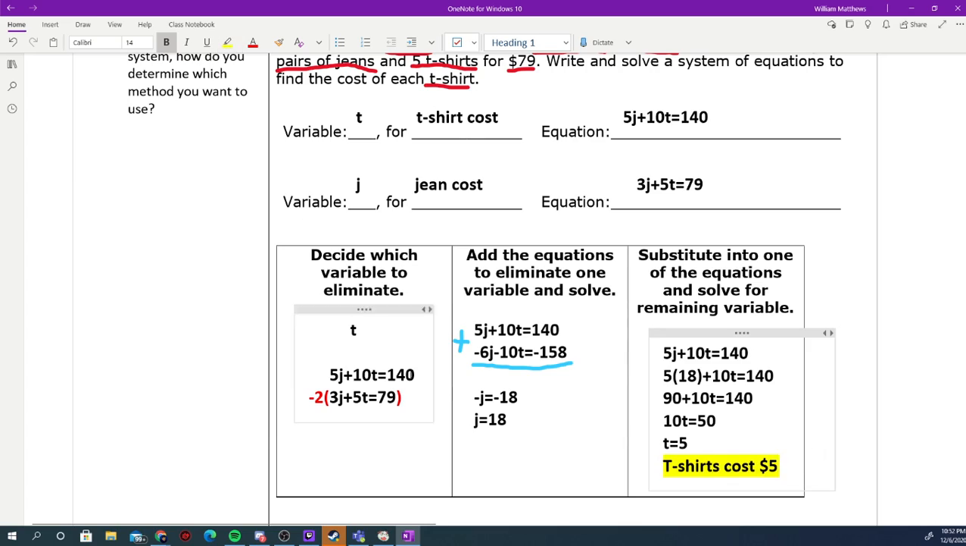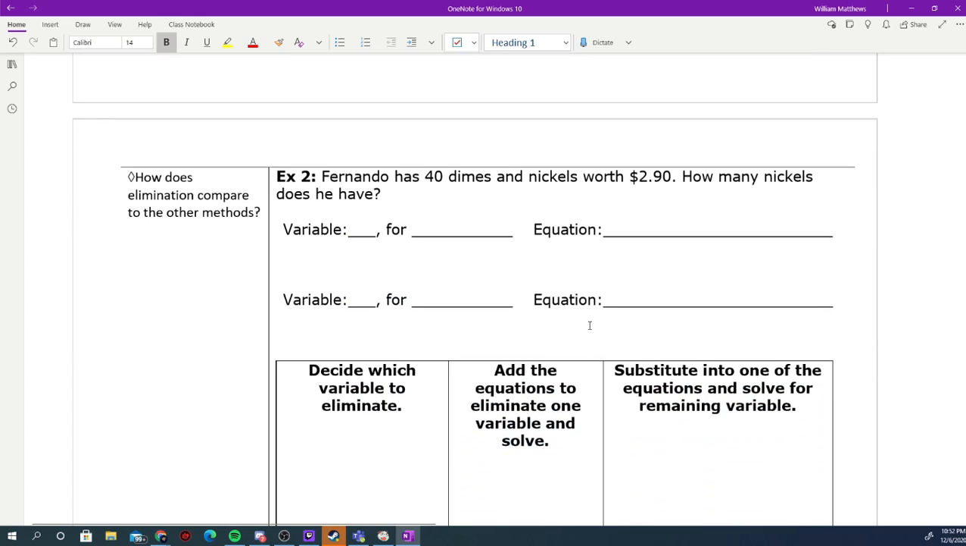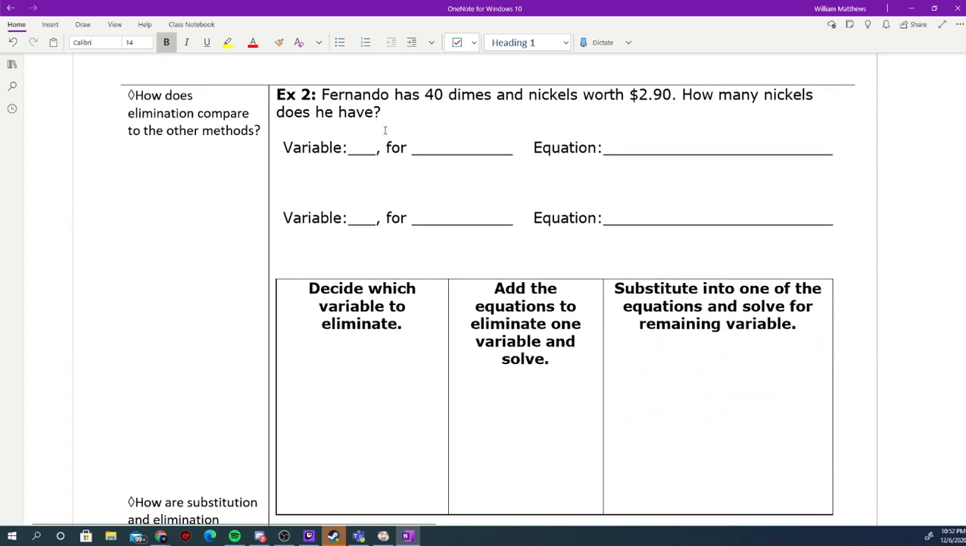So to answer the question that is asked, the t-shirts cost $5. Now we can continue this process on other examples. Fernando has 40 dimes and nickels worth $2.90. How many nickels does he have?